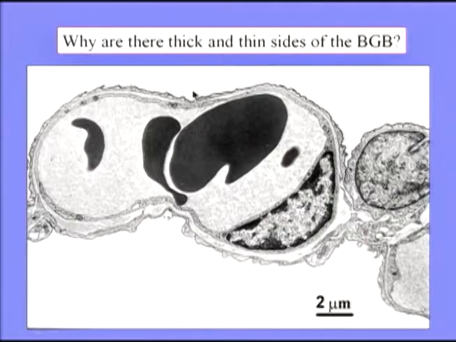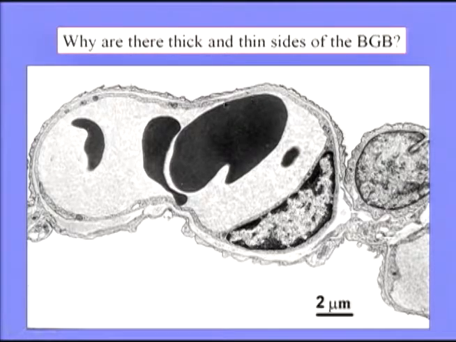So that's a brief review of the parenchyma. Let me just finish by asking the question, why are there thick and thin sides of the blood-gas barrier? Why is the blood-gas barrier polarized in this way? Well, of course, the thin side is mainly responsible for gas exchange.